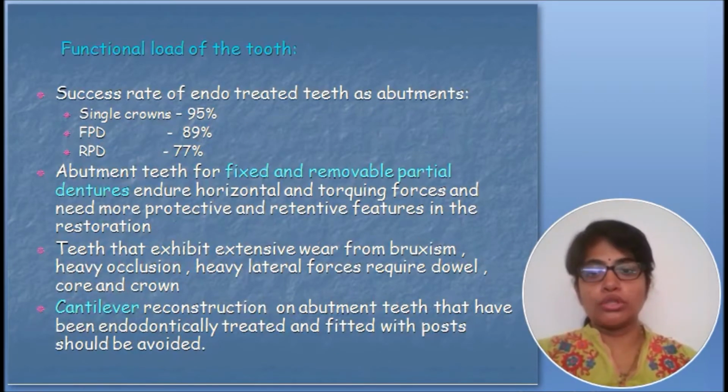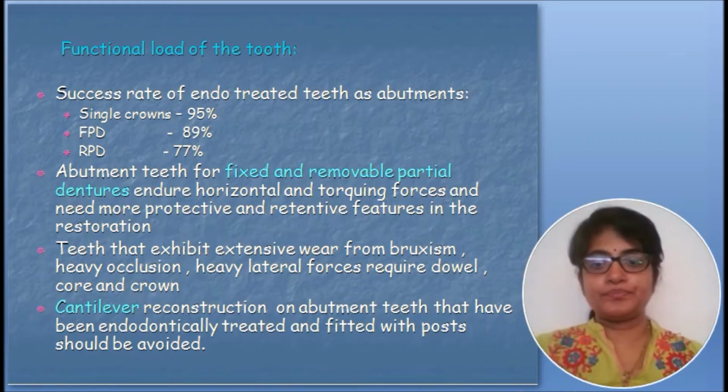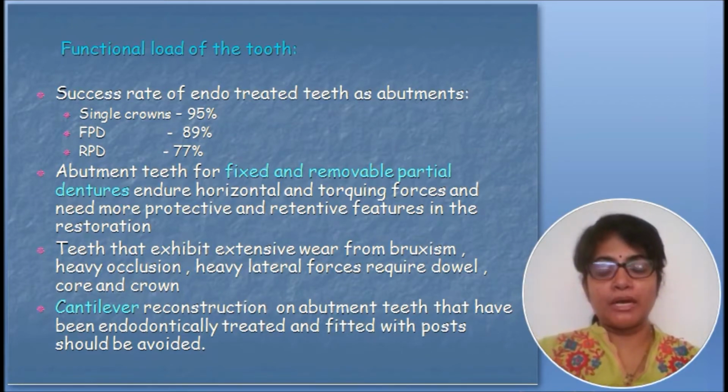Considering the functional load on the tooth, the success rate of endodontically treated teeth as abutment: single crowns 95%, FPD multi-unit fixed partial denture 89% and removable partial denture 77%. Abutment teeth for fixed and removable partial dentures endure horizontal and torquing forces and need more protective and retentive features in the restorations. Teeth that exhibit extensive wear from bruxism, heavy occlusion, heavy lateral forces require dowel, core and crown. Cantilever reconstruction on abutment teeth that have been endodontically treated and fitted with posts should be avoided.